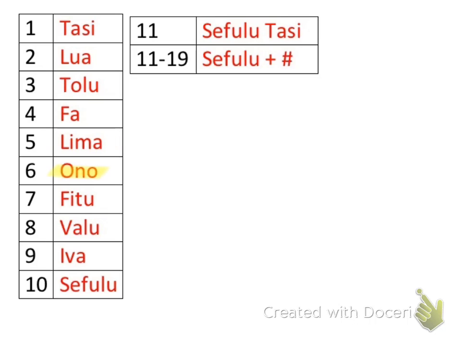6 is Ono. 7 is Fitu. 8 is Valu. 9 is Iva. 10 is Sefulu.